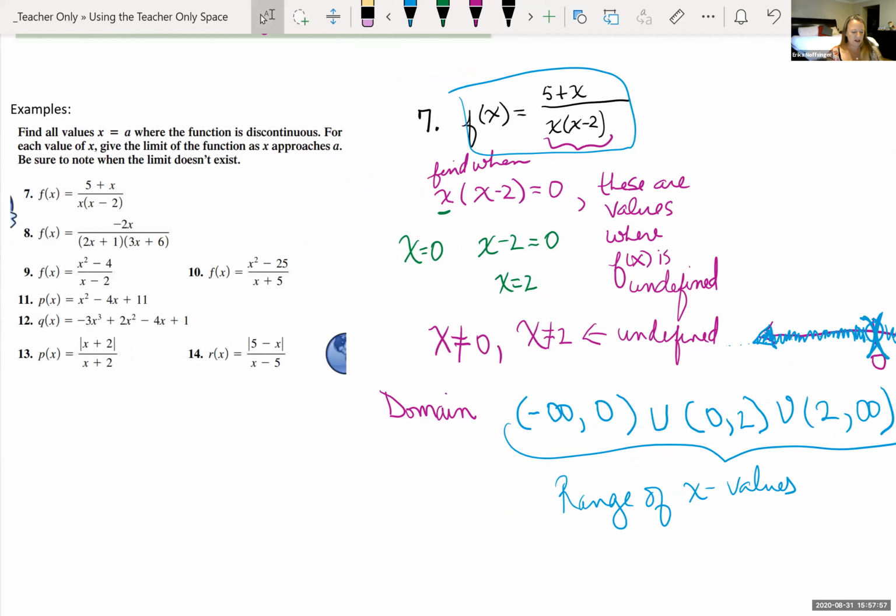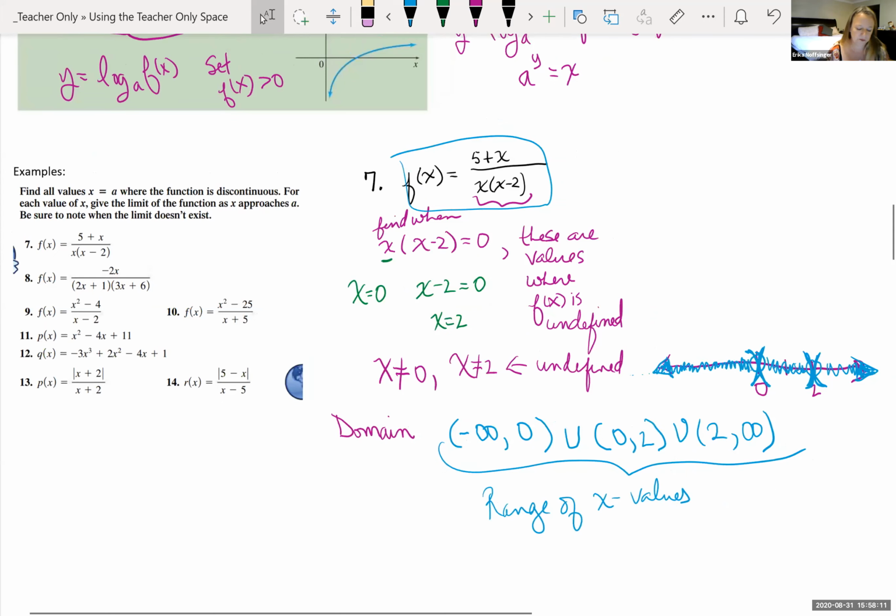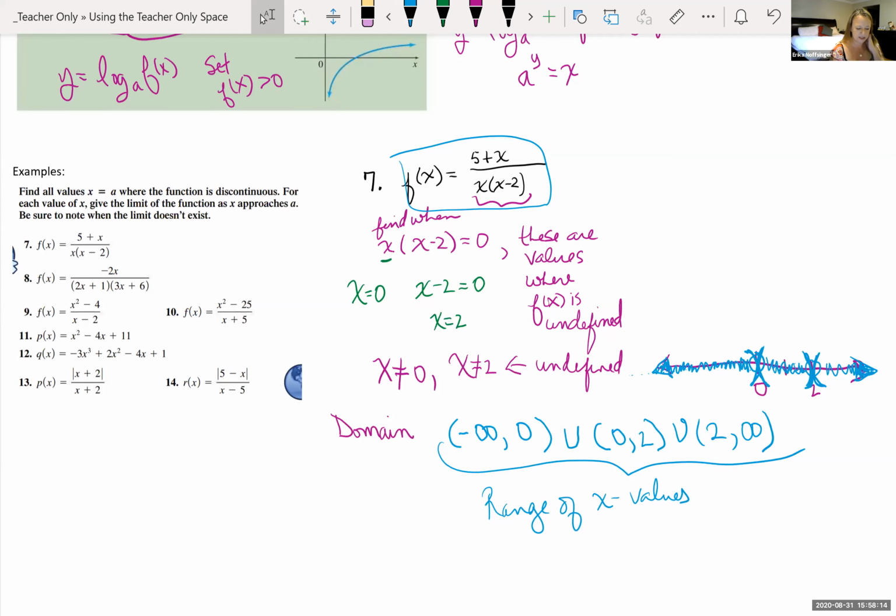Okay, so we just found all values where x equals a is undefined for number 7. And now we want to look at the limit as x approaches a. This is where some of those limit rules can be helpful. And so let's again recall the limit rules.